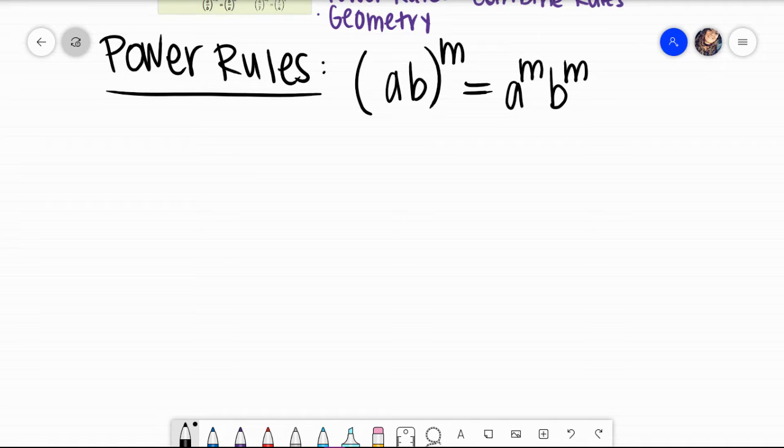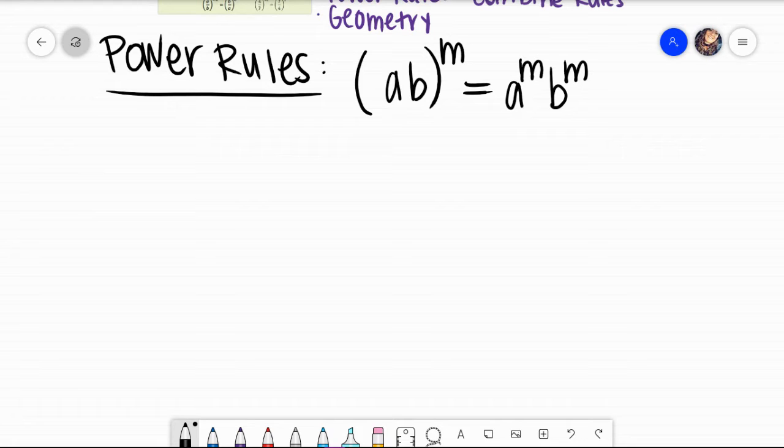Just remember, if you have A, B, C, D, E, what I'm saying is, let's say X, Y, and Z raised to the 5. Now you have X to the 5th, Y to the 5th, Z to the 5th. Everything gets raised to that power, okay?